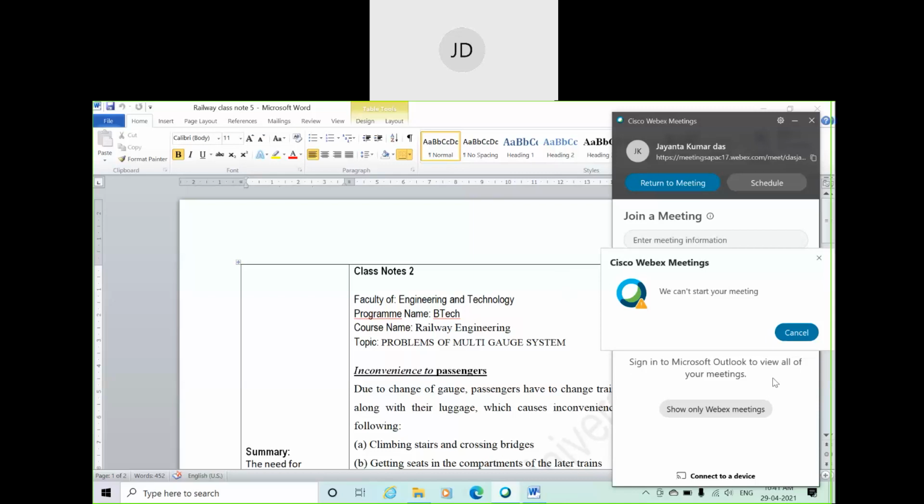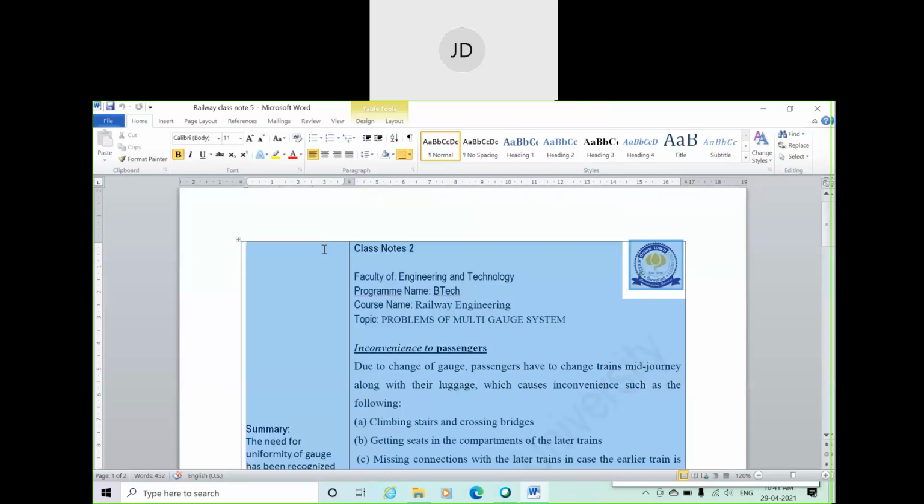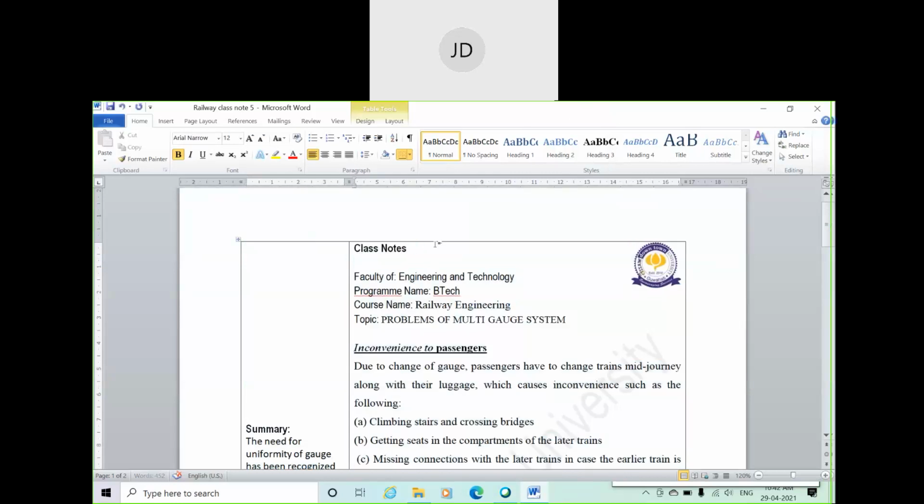Here I'll share my screen now. Okay, can you see my screen? Is it visible? Please do respond. Okay. So here you can see the topic. It's wrong. That's a class note.